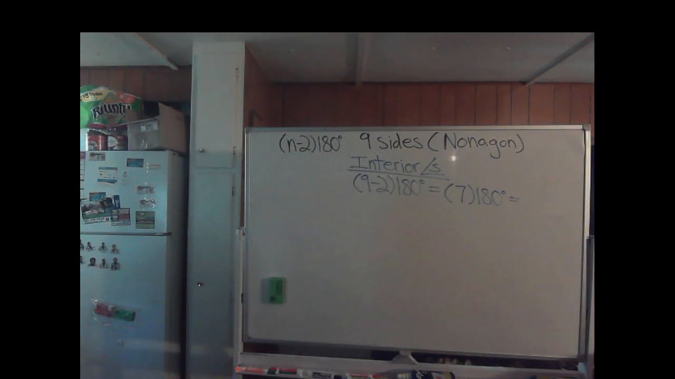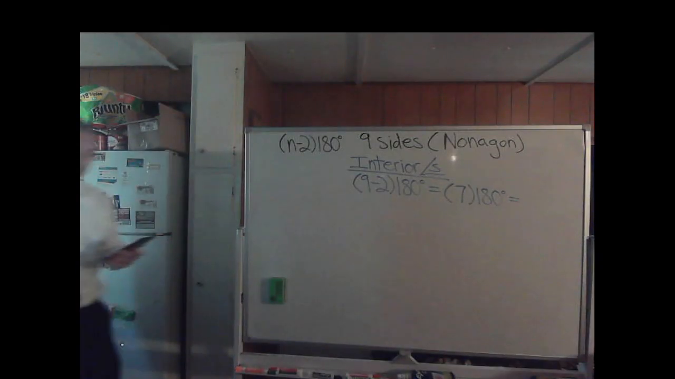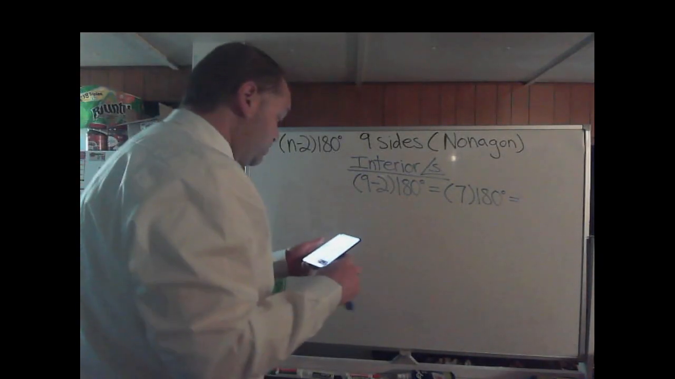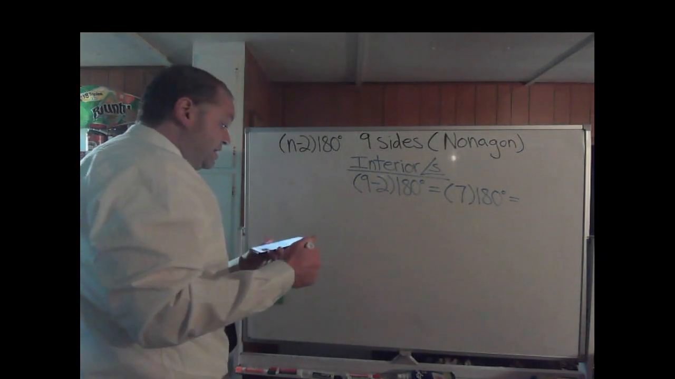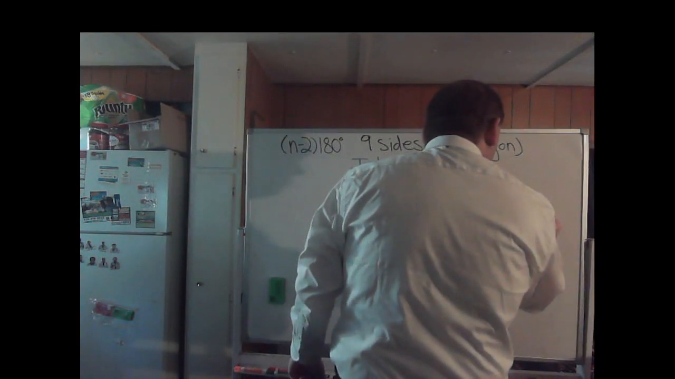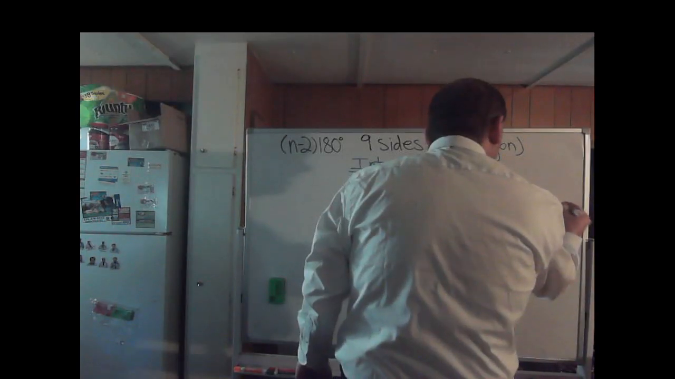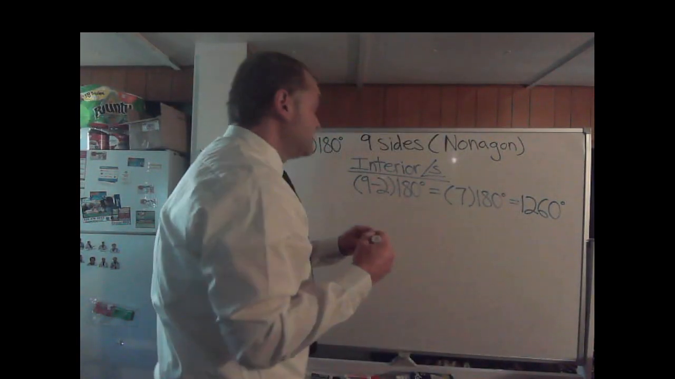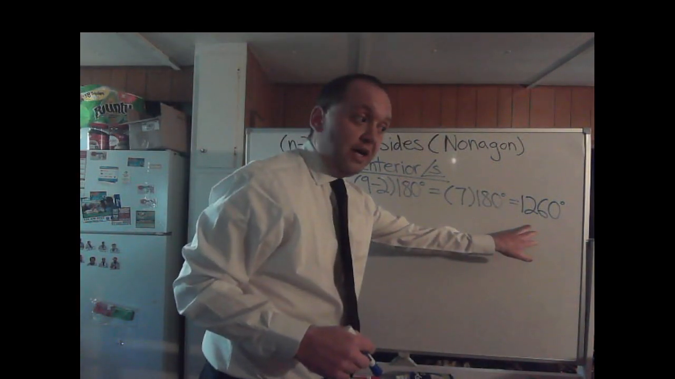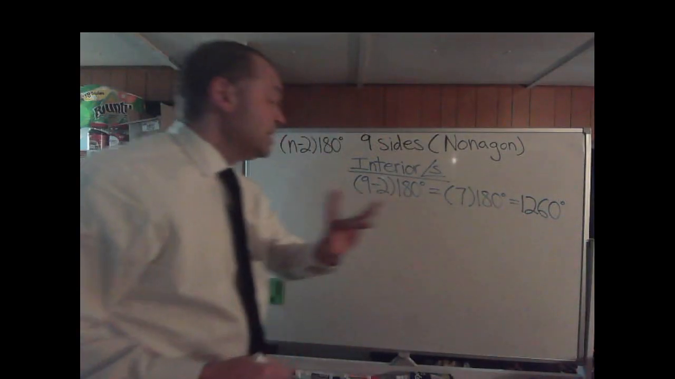Let me get my calculator real quick from off the charger. That's my phone, my calculator. So 7 times 180 comes to 1,260. So we got 1,260 degrees, that's the sum of the interior angles, okay?